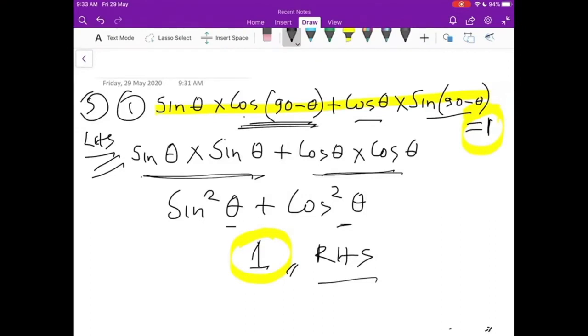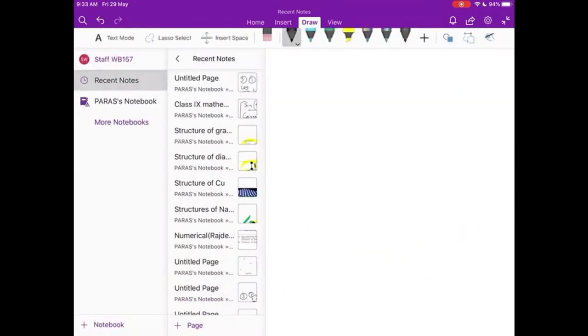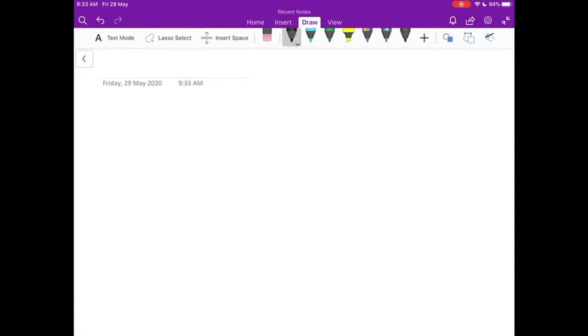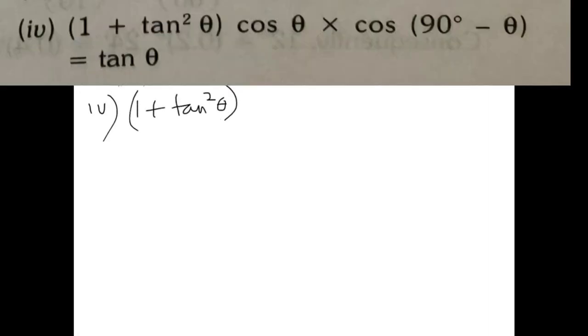Okay, now let me do one more question from question number 5. Let me take a new page. Question number 5 4. It is 1 plus tan square theta into cos theta into cos 90 minus theta. You have to prove this is equal to tan theta.